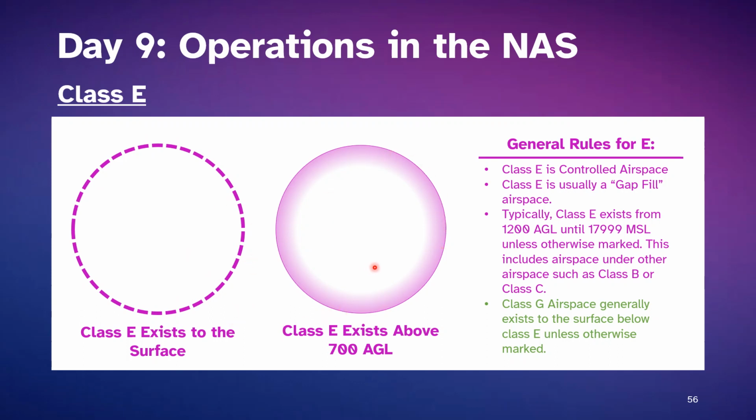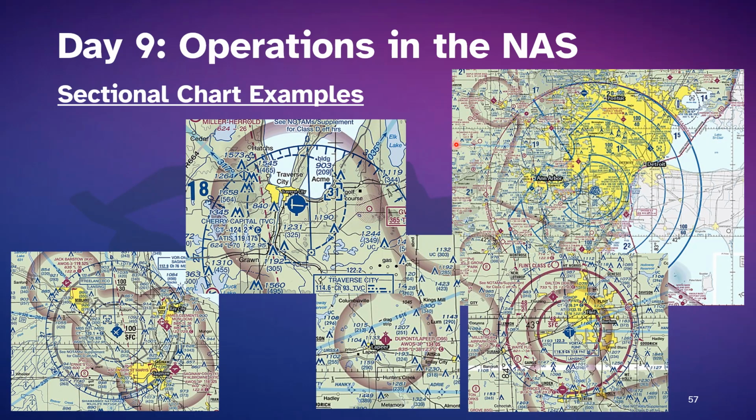The magenta veil: on the inside of the magenta veil, the Class Echo goes down to 700 AGL. On the outside, like out here, that would come down to 1,200 AGL. So here are a couple of real world examples from the state of Michigan.